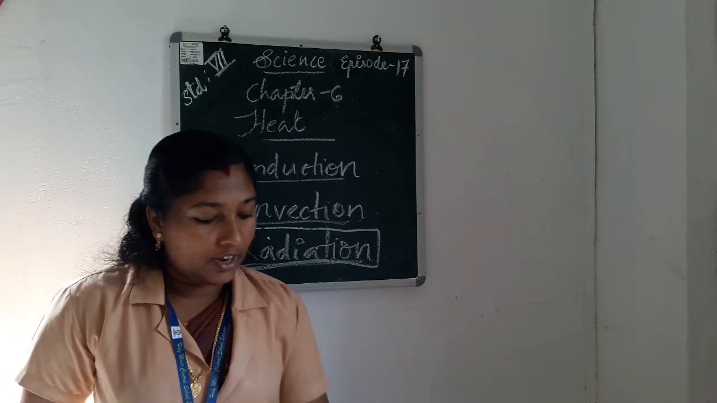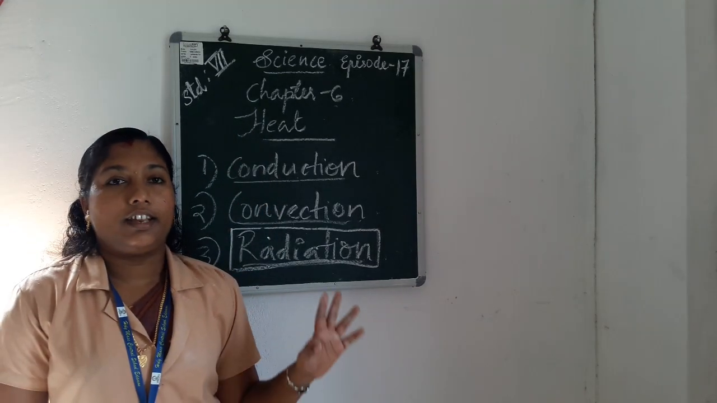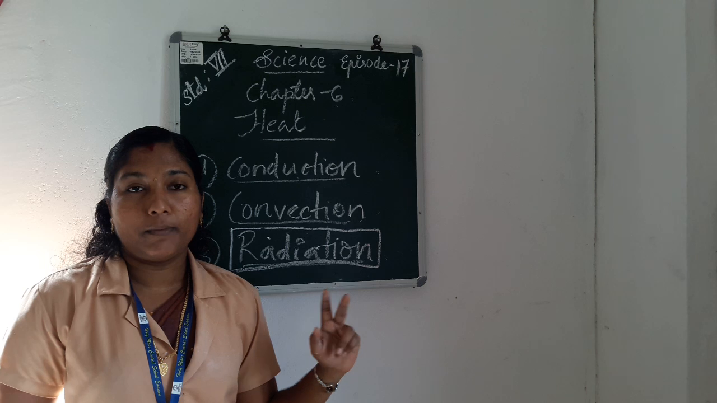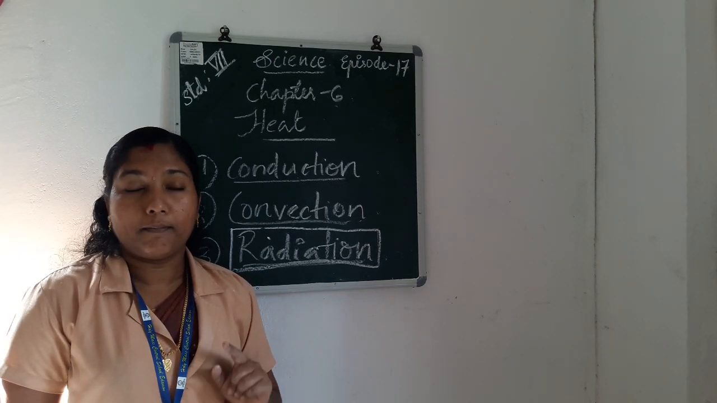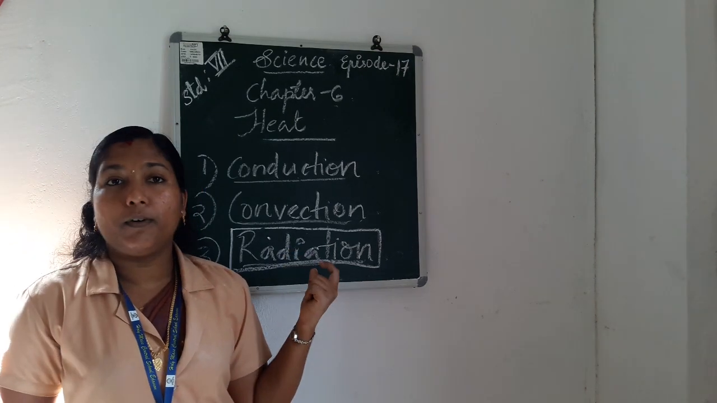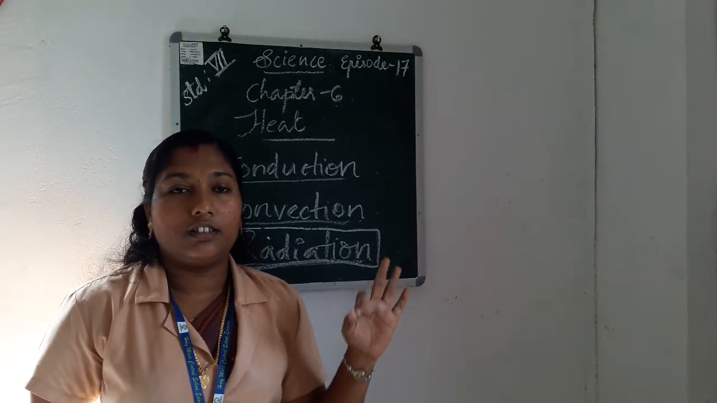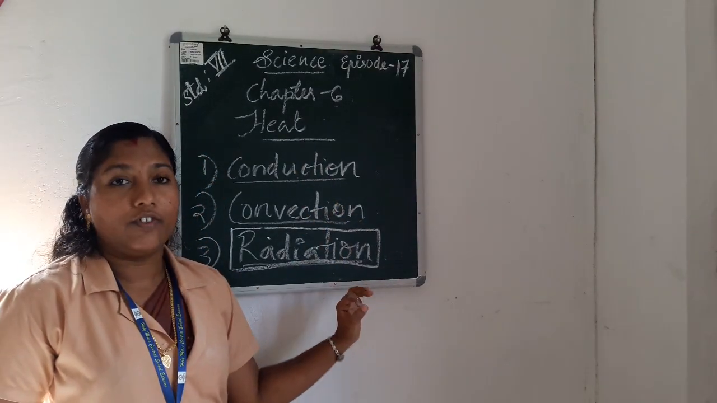So, what all things did we learn today? We learn about heat. There are different types of thermometers: clinical thermometer, laboratory thermometer, and maximum and minimum thermometers. Then we learn about transfer of heat. Three ways of transfer of heat: conduction, convection and radiation.